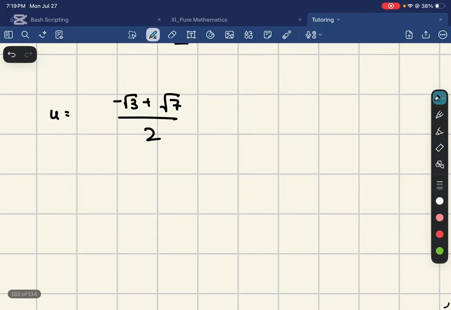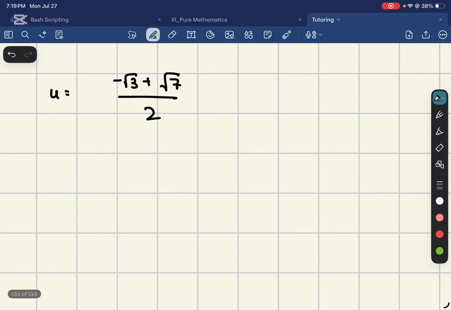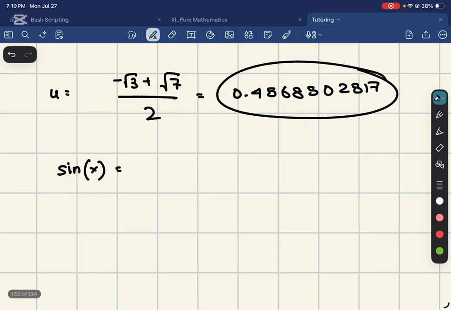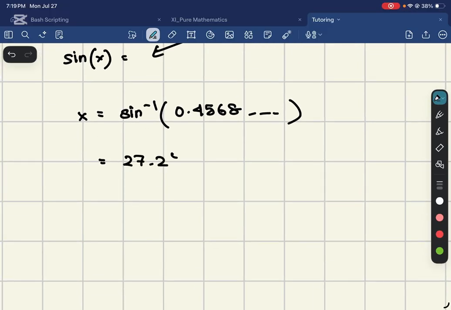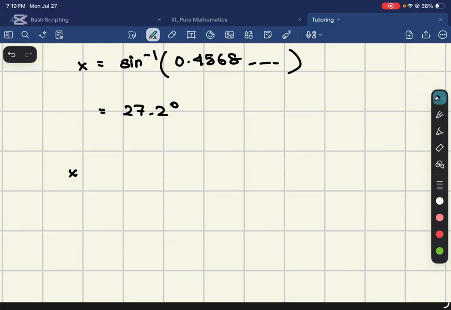All right. So if you use your calculator, negative square root of 3 plus square root of 7 divided by 2, you are solving for u is equal to 0.4568502517. So this is just sine of x, is this expression, right? So because it's positive, you can find your acute angle by just taking the inverse. So sine inverse of this value is just 27.2 degrees. And how do you get your second quadrant solution? Well, to get your second quadrant solution, you just subtract it from 180.